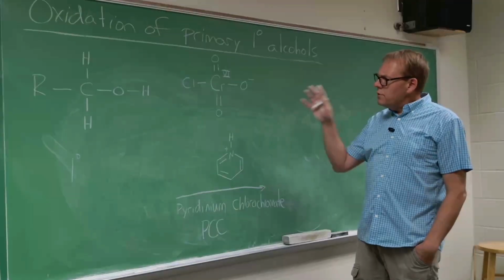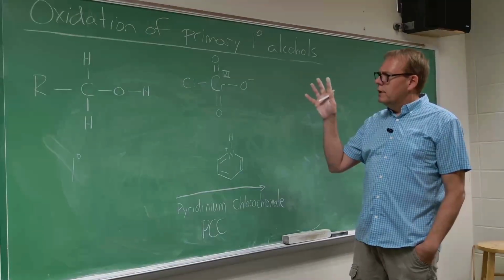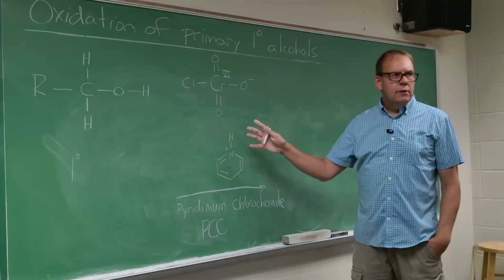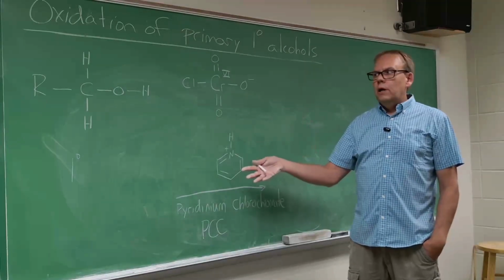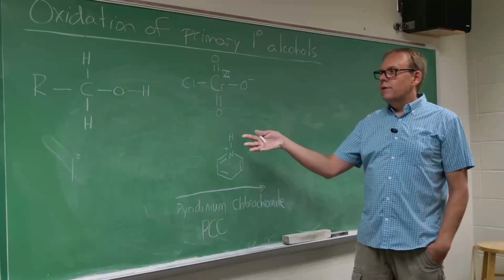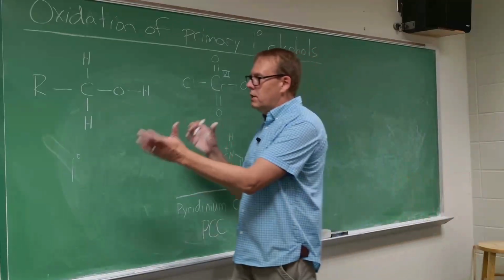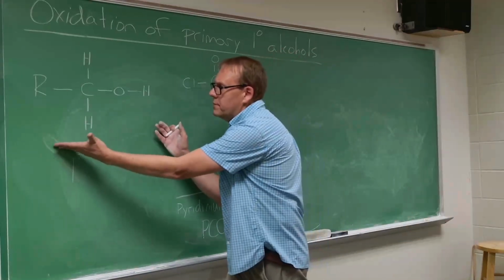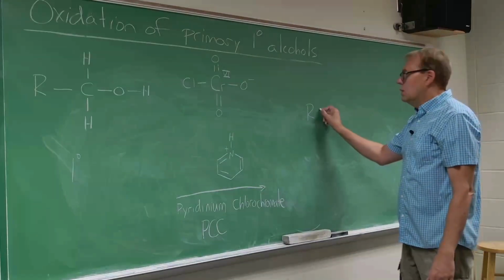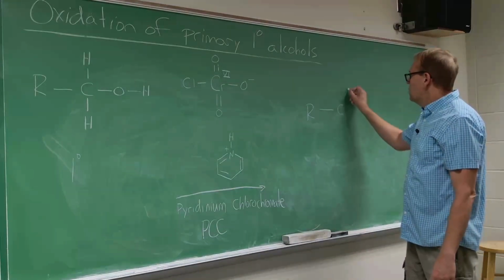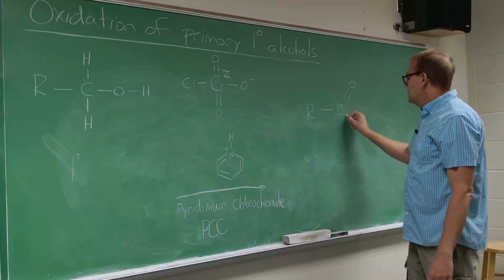And the reason that this one is used a lot is that it's soluble in an organic solvent called dichloromethane that allows it to stop at one oxidation of this molecule. So if you look at what's happening here, the big thing is what happens to this alcohol? Well, it goes to form this molecule, which is an aldehyde.